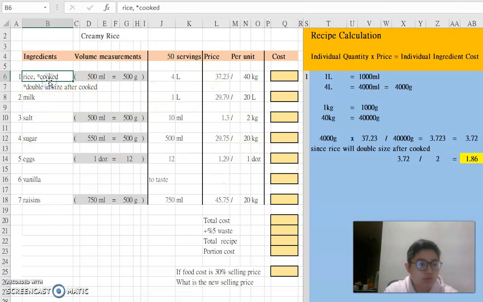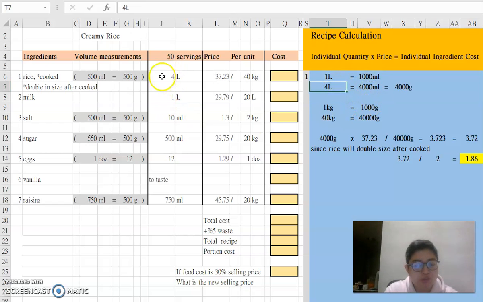First, for the ingredient, the rice. This is the cooked rice. Volume measure is here 500 milliliters equals to 500 grams. This is the calculation part I have. 1 liter equals to 1000 milliliters.